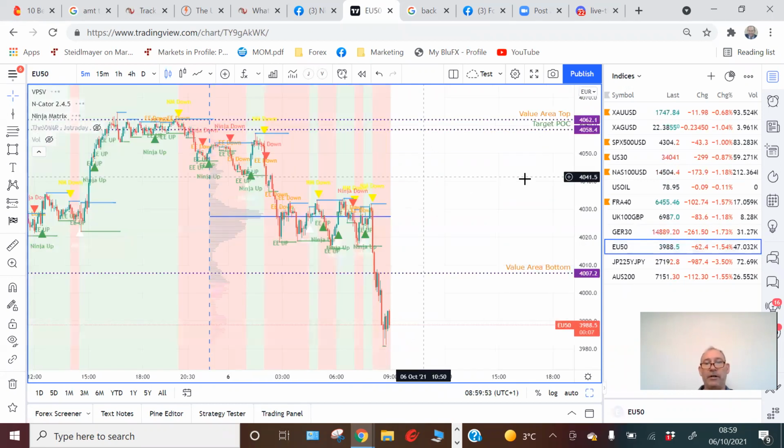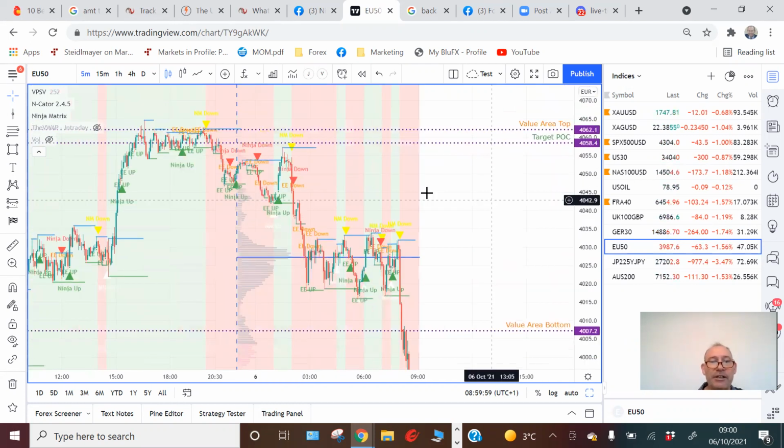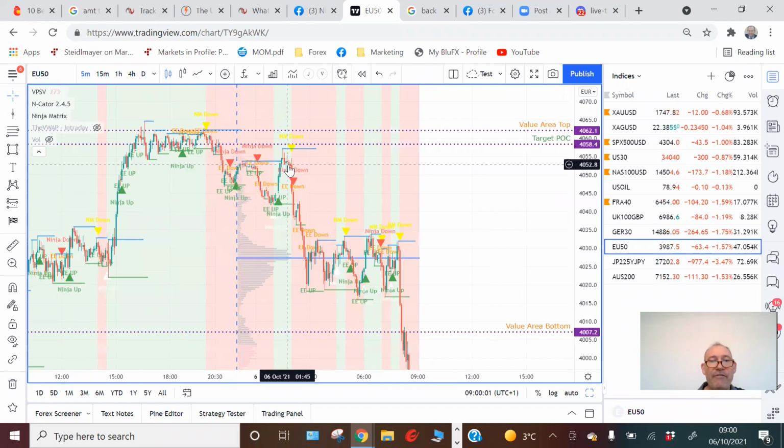Another one, Euro 50. There's a POC. It went up. Did it hit target? Just slightly short, just ever so slightly short. So if you exit there, again, you would have had profit, hardly any drawdown, and it would be a tight stop loss, so risk to reward again is really good.